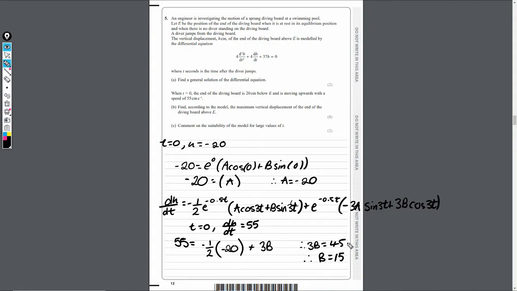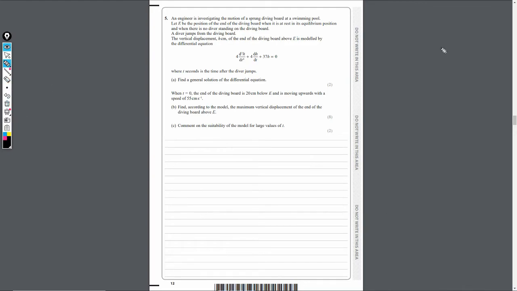So what I'm going to quickly do is just clear all this, and then we'll write out our new h. So what we've got now is that h is going to be equal to e to minus half t times 15 sine 3t minus 20 cos 3t. So all I'm doing now is putting my b and my a into the equation. So we've got h. All we need to do now is set h equal to 0, and we can then solve this for t.